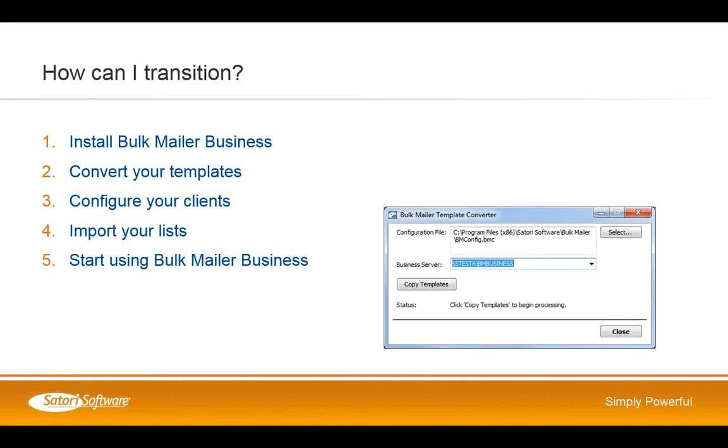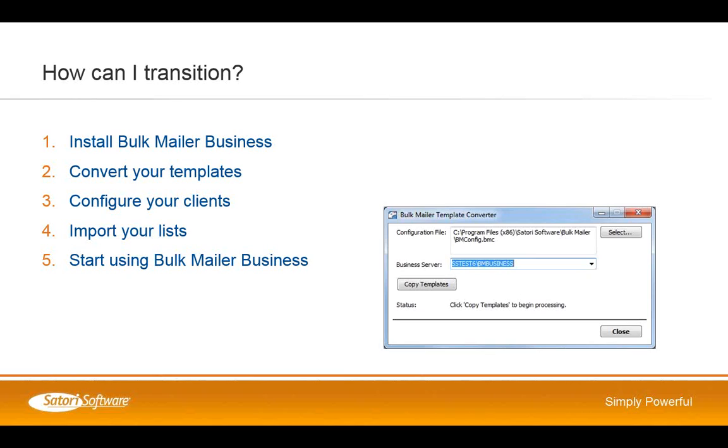Then the next thing is if you are a mail service provider, you'll want to configure your clients. You'll want to configure your users, make sure that everything's set up there. The template converter tries to make an intelligent choice when it comes to creating the clients, but you always want to go in and check, right? You might want to cull things out at the time as well. And then you just start importing your lists and start using bulk mailer business as your primary mail software.